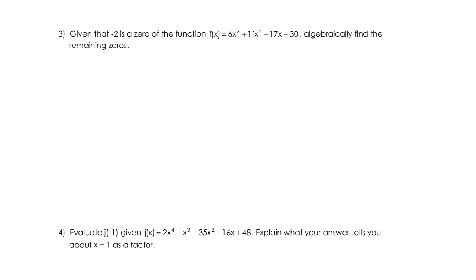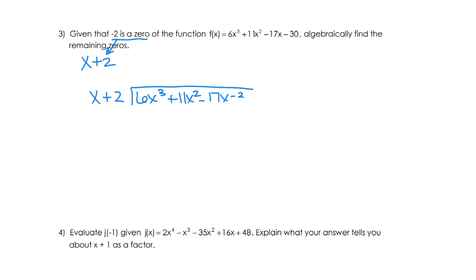So what we're going to do is long division, but we can't long divide by a zero. We have to long divide by a factor. So if we turn -2 from a zero to a factor, it would be x plus 2. Okay? And so now we're going to take that x plus 2 and long divide it into our polynomial of 6x cubed plus 11x squared minus 17x minus 30.